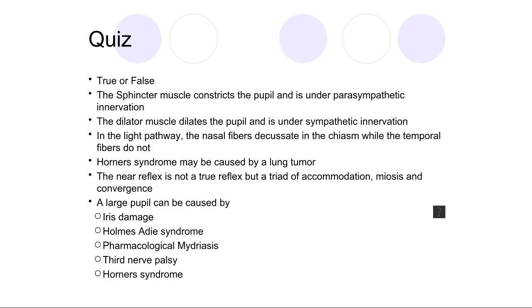Hosseini, go ahead. You have your hand up. Go ahead, open your mic and tell us what you think. Good morning, Doc. Good morning. I think the first question is true. Okay. The sphincter muscle constricts the pupil and is under parasympathetic innervation. Yes, I agree. All right. So write that down. We'll check it at the end of the lecture.